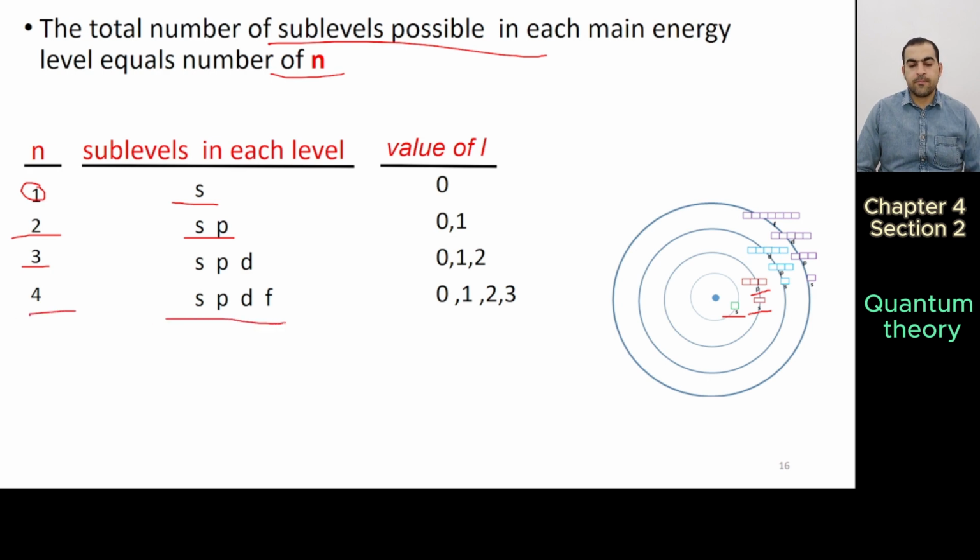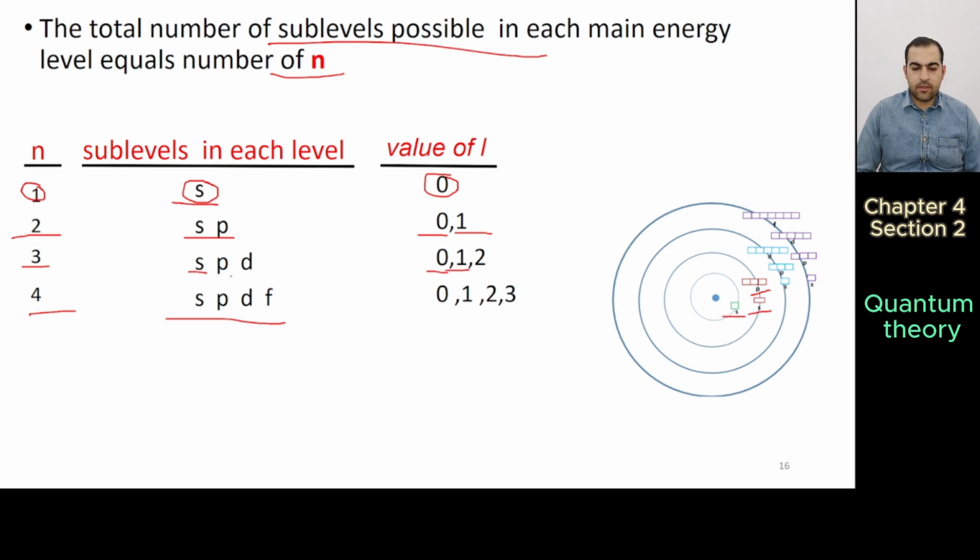We learned that. So we're going to give them numbers. We know that the s sublevel is described by 0, and its angular momentum quantum number equals 0. For s and p, the values of l are 0 and 1, so possible numbers are 0 and 1. For n equals 3, we have s, p, d, s is 0.